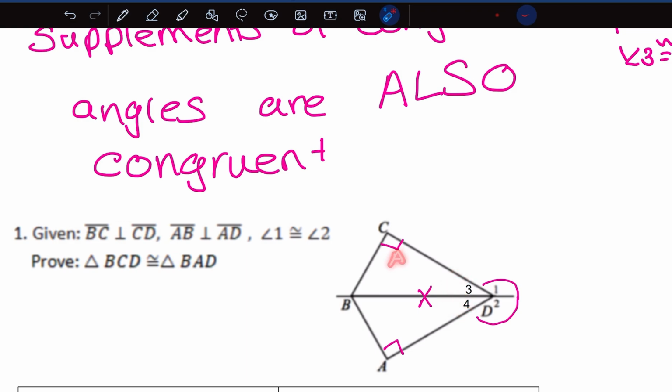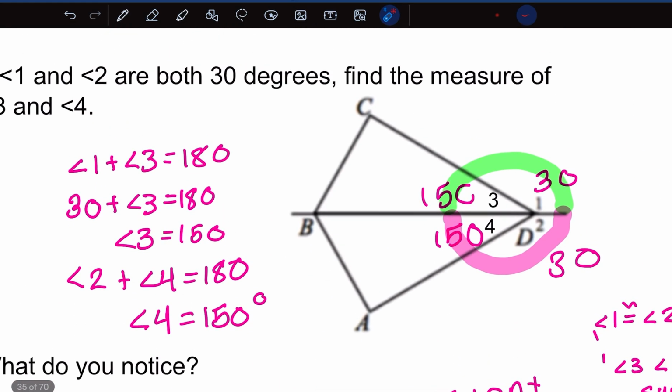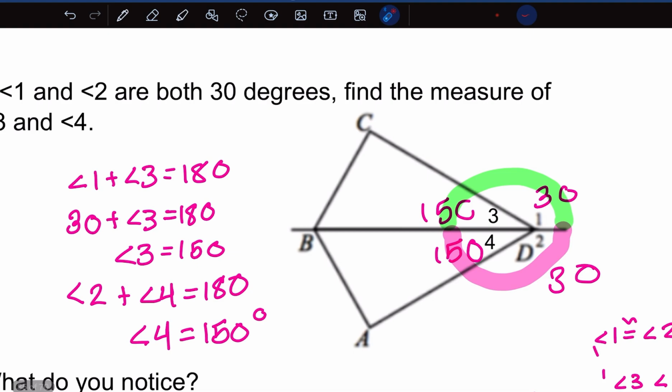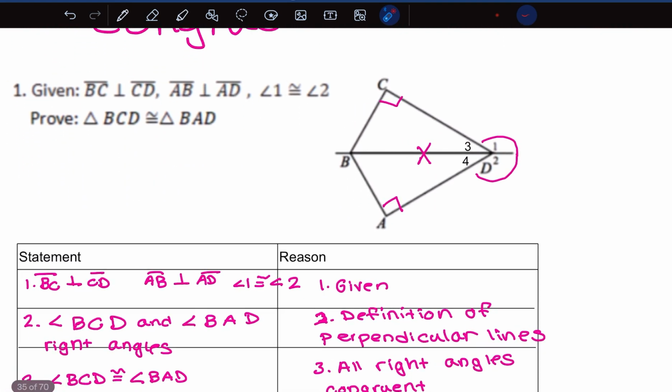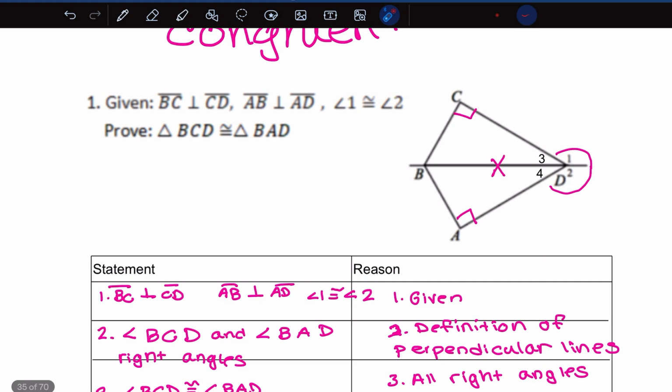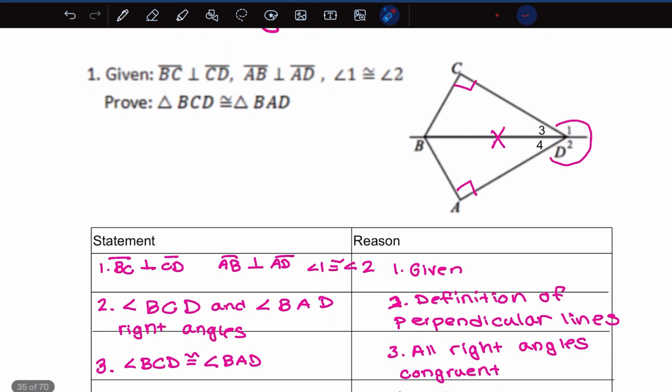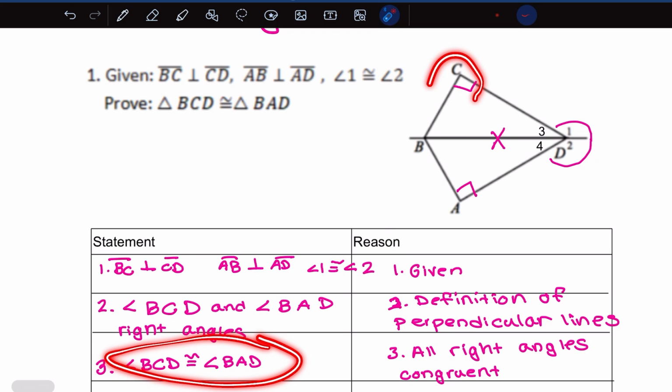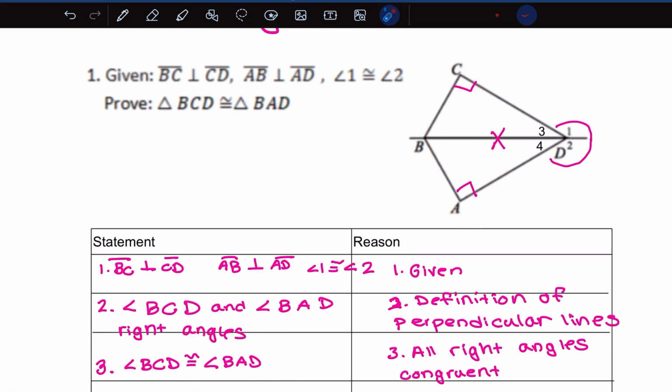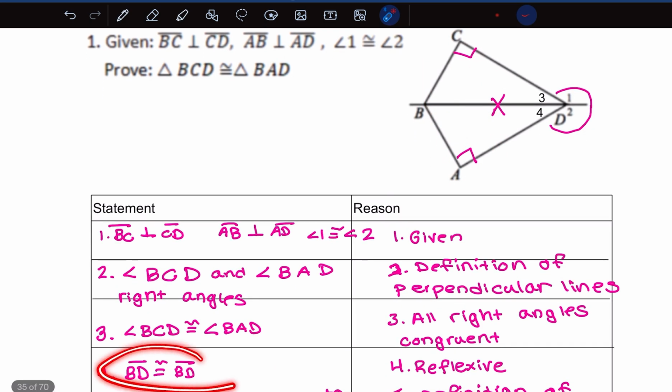So we have an angle, and then we're going to use reflexive to state that BD is congruent to itself. If you're confused by this logic, go back to our example that we did up here. So now when we write it out, we always start with our given information. Since I have perpendicular lines, I know that there are right angles, and I know that all right angles are congruent, so I have my first pair of congruent angles. I'm going to state that BD is congruent to BD by reflexive.